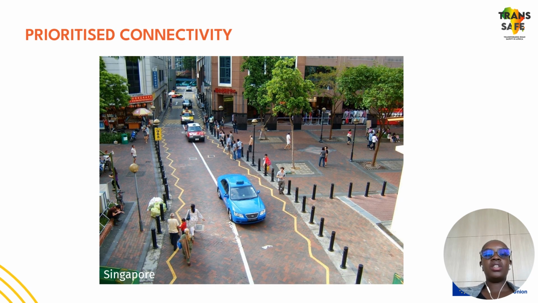Prioritized connectivity ideally should be done on NMT networks, and that is usually meant to encourage sustainable mobility. When the shortest routes to a certain area are covered easily by walking and cycling, then you'll notice more people adopting walking and cycling rather than using vehicles. And that's what we call prioritized connectivity.